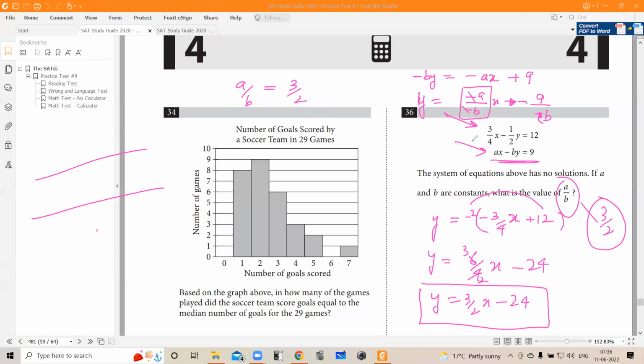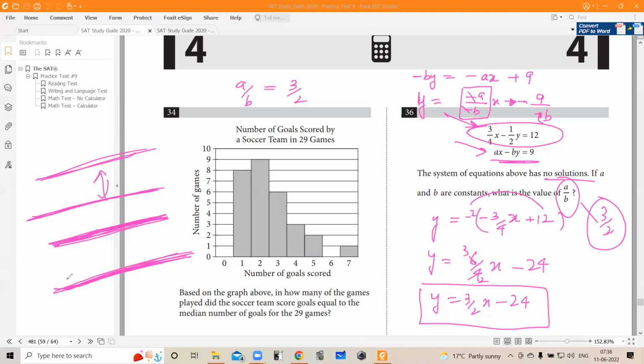So whenever you're having two equations and you have to find any constant or variable which makes the system have no solution, the slopes should be the same and the y-intercepts should be different. Because if the slopes are the same and the y-intercept is also the same, then you'll have infinitely many solutions. The lines are overlapping, on each other.